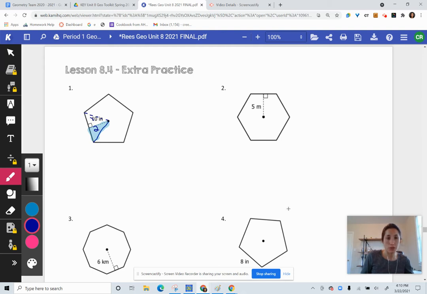So that means 1, 2, 3, 4, 5, 6, 7, 8, 9, 10. I can essentially fit 10 of those highlighted triangles in the entire pentagon. So we'll set up the problem and then we'll figure out what we still need to find in terms of the area.